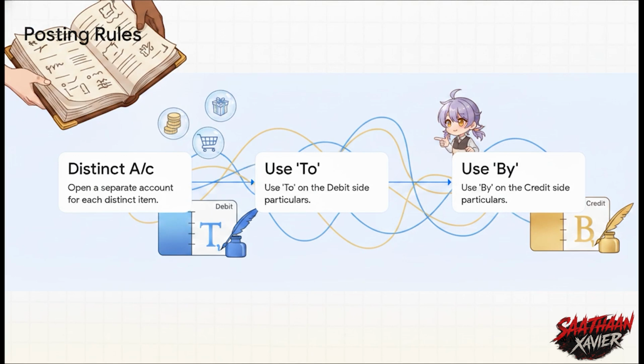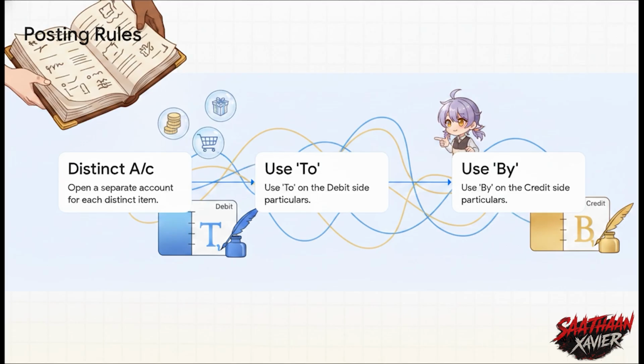There's a very specific traditional procedure we have to follow here. First up, you have to open a separate, distinct account in the ledger for every single item you see in the journal. No mixing them up. Second, when you're posting a transaction on the debit side, remember, that's the left side, you always start your entry in the particulars column with the word "to." And third, when you post on the credit side, the right side, you start with the word "by."